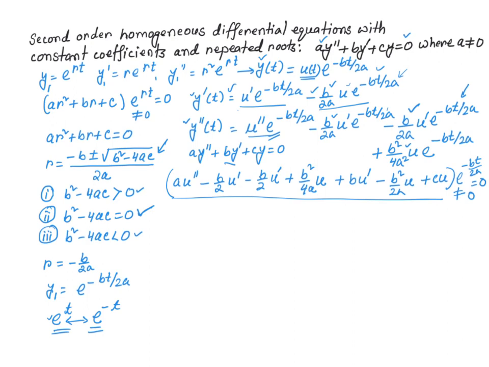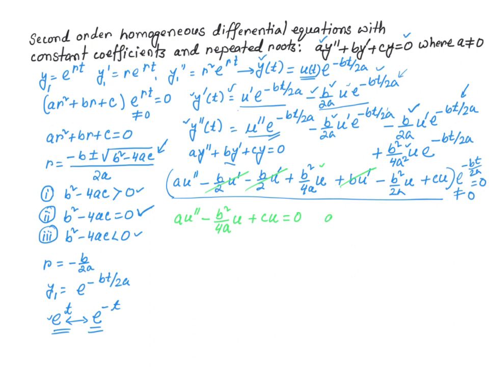All right, as it turns out that this becomes something very nice and simple. Look, these two are going to cancel out, all right? Because negative b over 2 u prime, negative b over 2 u prime plus b u prime is going to cancel out. Then you're going to be left with a u double prime, then negative b square over 2a, positive b square over 4a, both of them multiplied by u. If you simplify it, it's going to be negative b square over 4a times u plus cu. And all of it must be equal to 0.